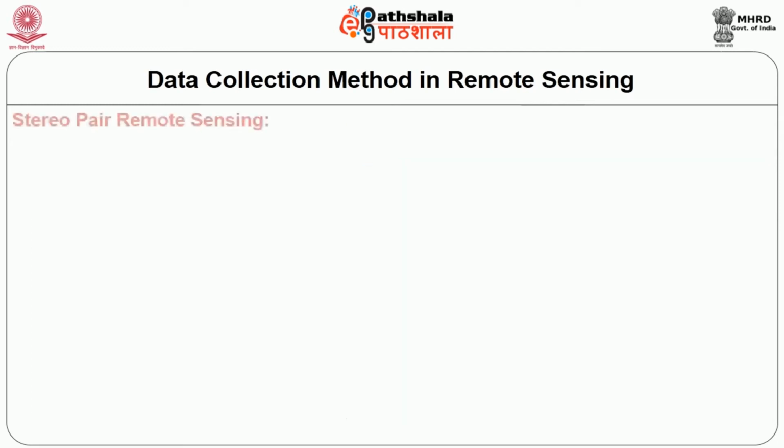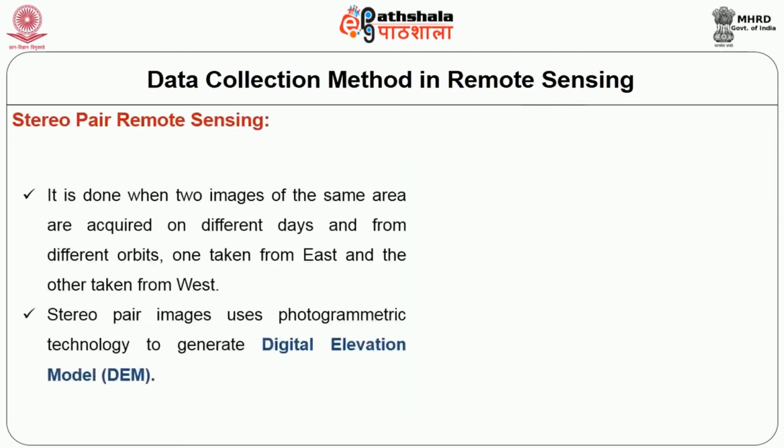Then the next one is stereo pair remote sensing. Stereo pair remote sensing is done with two images of the same area acquired on different days and from different orbits. One is taken from the east and the other from the west. Usually these images are captured based on the sunrise and sunset. The sun rises in the east and sets in the west, right? Because, as I already said, the sun is the only prime source which produces the radiation, and which allows the object to emit its radiation.